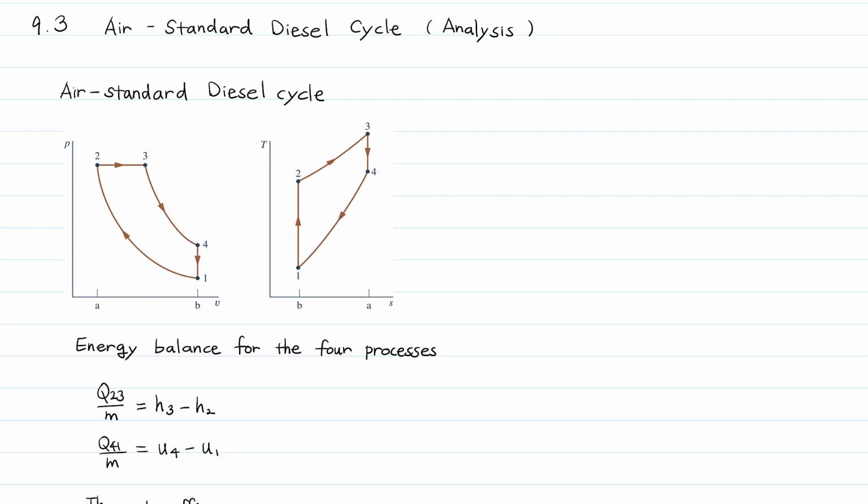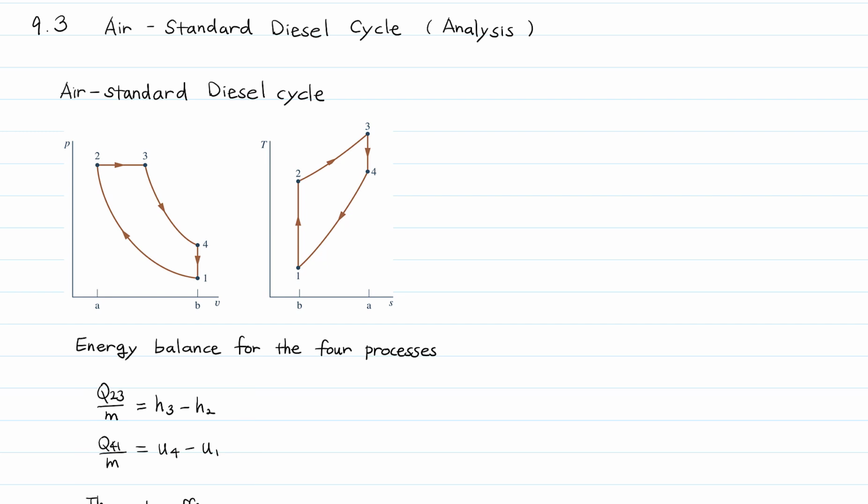9.3 Air Standard Diesel Cycle Analysis. The Air Standard Diesel cycle is modeled as a closed system. We neglect the changes in kinetic and potential energies. Using the energy balance equation, we get the following heat transfer relations.